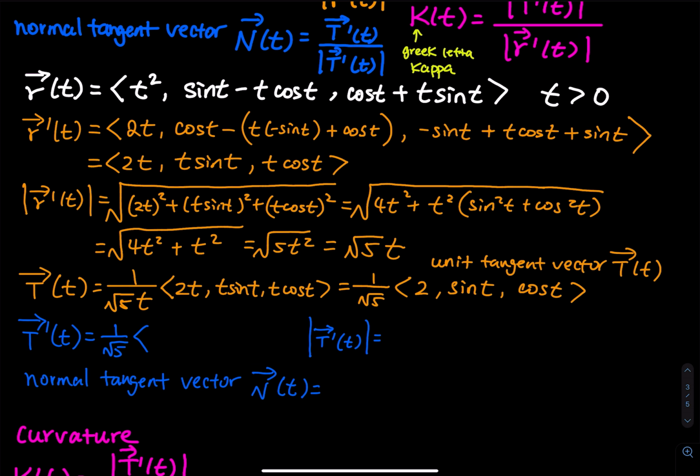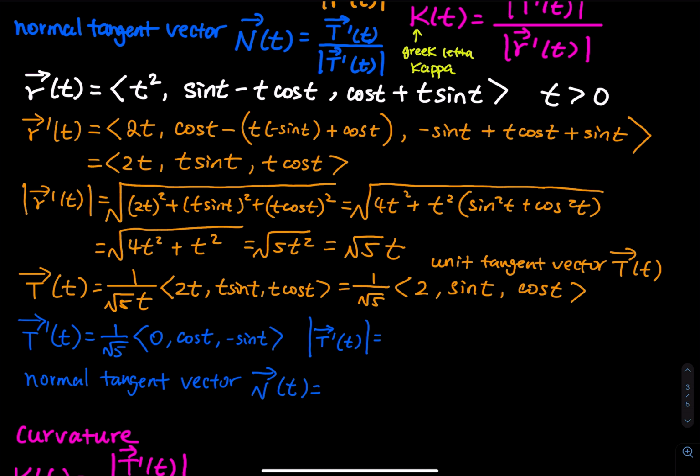And then the derivative of 2 is equal to 0. The derivative of sine is equal to cosine. So we write cosine of t. And then the derivative of cosine is negative sine of t. So the derivative is done. And then what is the next step? The next step is you find the magnitude.